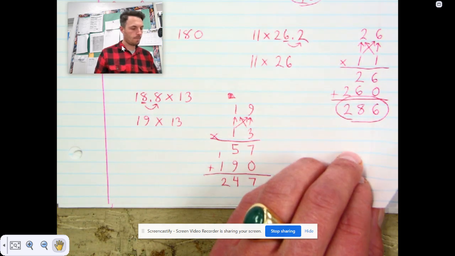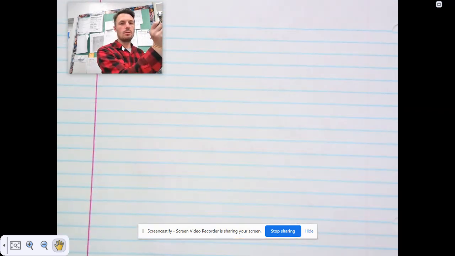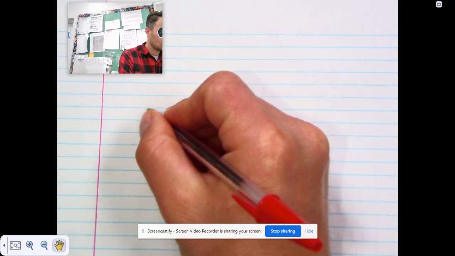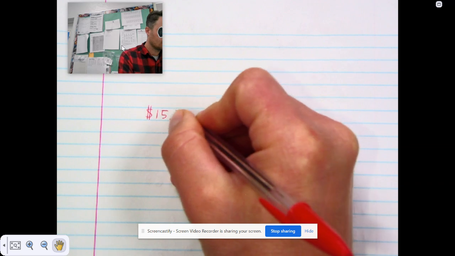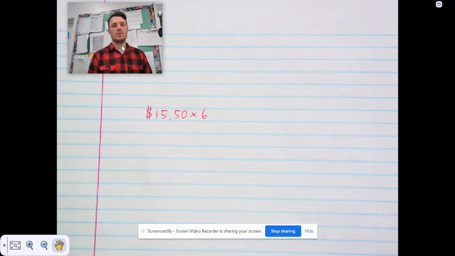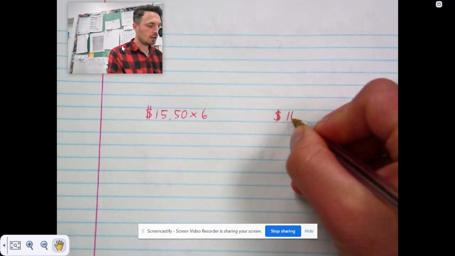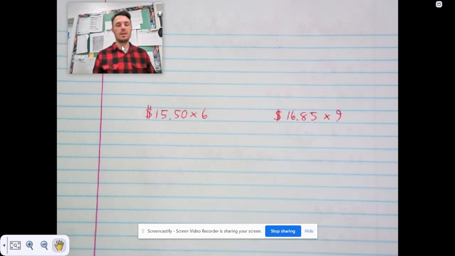And this one. Okay. Let's assign your independent work now. These are the 2 problems I'd like you to do for your independent work. Let's do money problems. $15.50 times 6. Find the estimate. And then also do $16.85 times 9. Find the estimate. Go ahead and do your best on those.